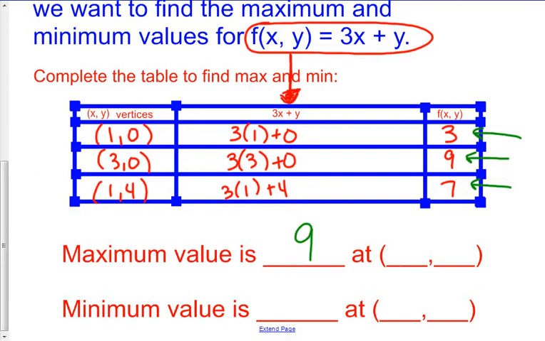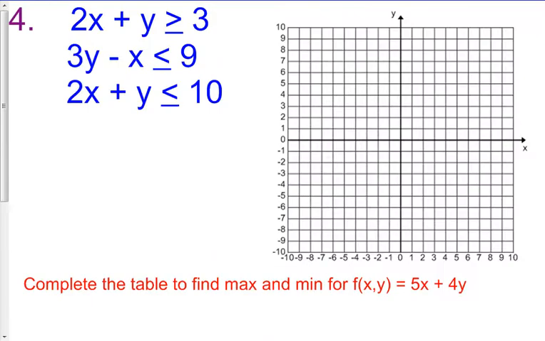That's the biggest number we came up with, and that occurs at the ordered pair 3, 0. My minimum value, so my lowest number that I got, was 3, and that occurs at 1, 0. And when we start doing word problems, you'll see where this is going to come into play. So hopefully that made sense for you. That's an example of one that's bounded, meaning all the shaded area is enclosed by a figure.